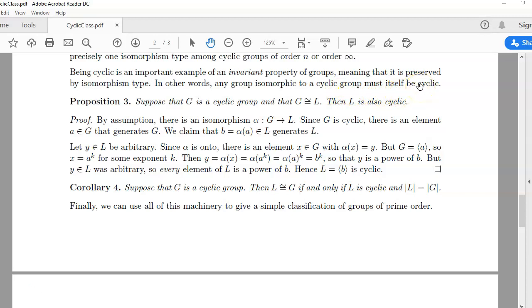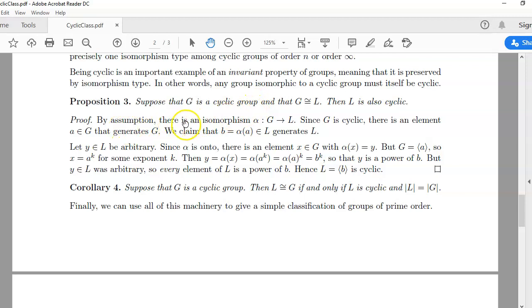In other words, any group isomorphic to a cyclic group itself has to be cyclic. This is an important idea, and I want to prove it because being cyclic is a good example of an invariant: it's not too hard to understand, and it's not too hard to prove that it is indeed an invariant. Let's prove it. Suppose that G is a cyclic group and that G is isomorphic to L. I claim that L must also be cyclic, and this is what it means to say that being cyclic is an invariant property.